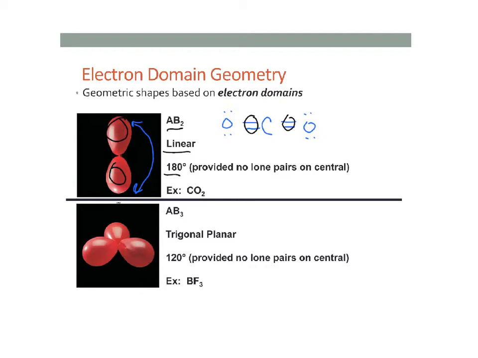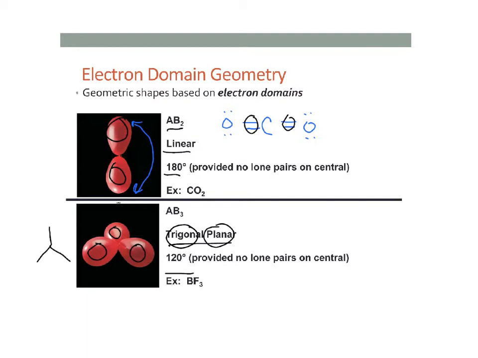Let's take a look at the second one. The second general form is AB3. This means that there are 3 electron domains attached to the central atom. The farthest they can get away from each other is 120 degrees, and this produces what's called a trigonal planar shape. Trigonal meaning 3, and planar meaning it's in the plane of the paper. So that means it's going to be flat. I like to think of this as the Mercedes-Benz shape. If you think about a Mercedes-Benz symbol, it looks like that. And so that's going to be the shape of the molecule.